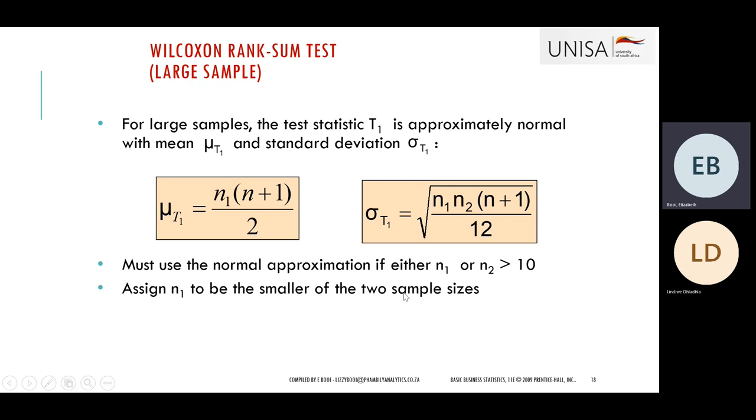We must use the normal approximation if either your N1 or your N2 is greater than 10. As you can see there, the value of N should be greater than 10. For the previous one, the value of N should be less than 10. So if it's greater than 10, then we use this approximation, which means we're going to be using the Z table. Assign N1 to the smaller of the two sample sizes, the same criteria that we used previously, and we can then use the normal approximation.